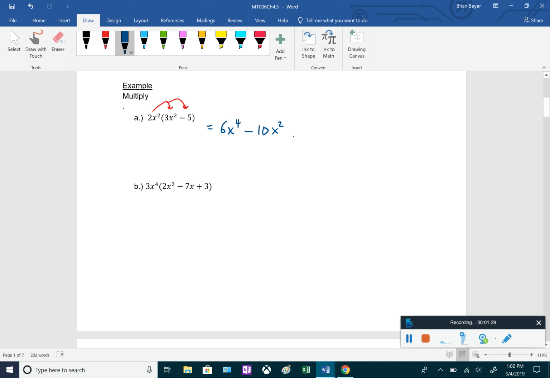Okay, and then for the next one, we're multiplying a monomial into a trinomial. So we have to distribute that to each one of those three terms. So 3x to the 4th times 2x cubed gives us 6x to the 7th. 3x to the 4th times 7x, so it's going to be minus 21x to the 5th. And 3x to the 4th times 3, we get 9x to the 4th.